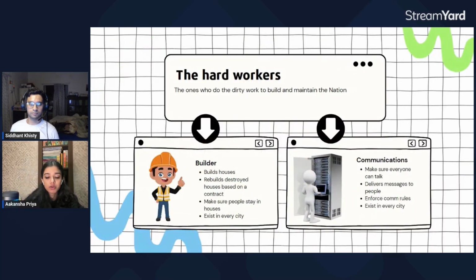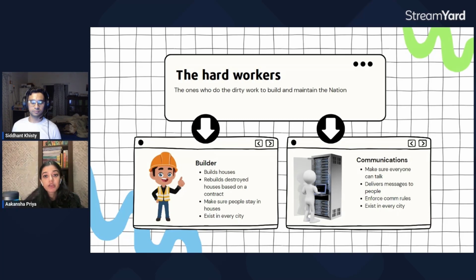Then comes the hard workers, who will be actually building those homes and who will be actually setting up the communication system. So when we talk about builders, it's very self-explanatory that they will be building the houses. If the houses require any maintenance work, they will be doing those. And they make sure that the people who are staying in those homes are safe. And of course, every city needs to accommodate every person who is part of the country, right? So they make sure that the accommodation is well established in every city.